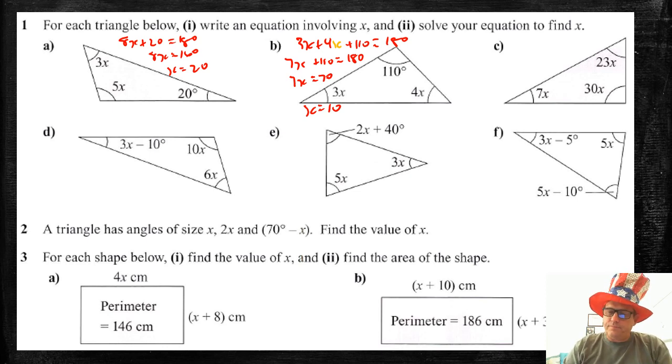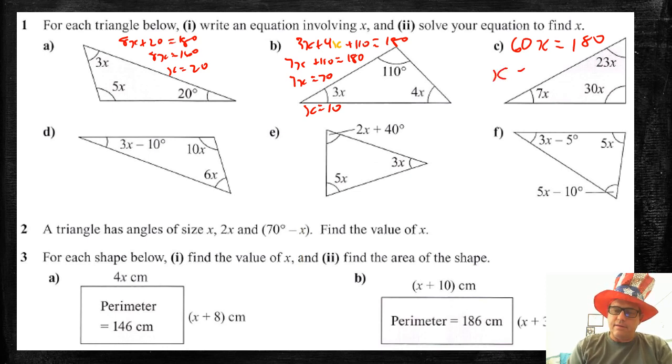The next one, 7x plus 23x is 30x, plus 30x, so 60x equals 180. That's your equation. And x equals 3 is what x equals.